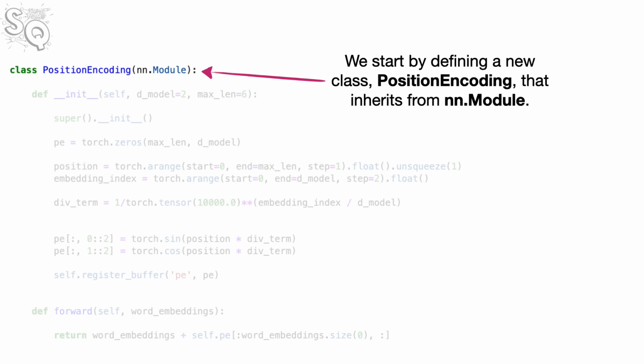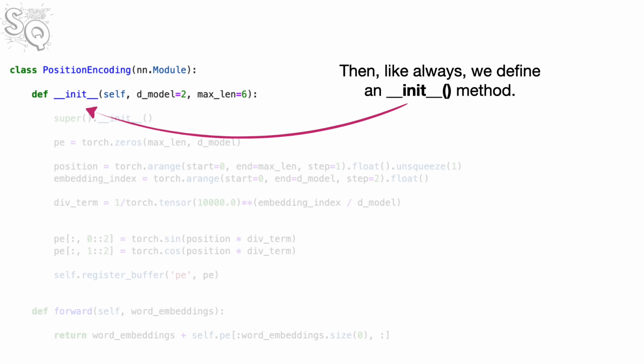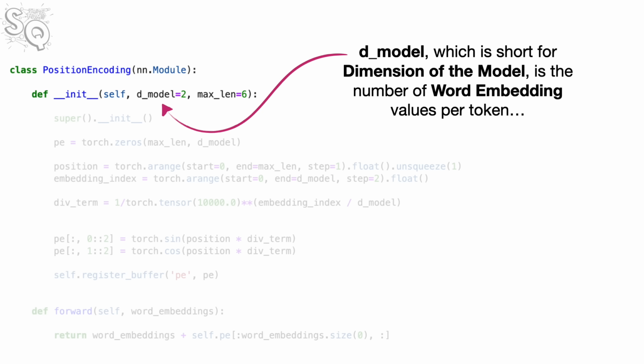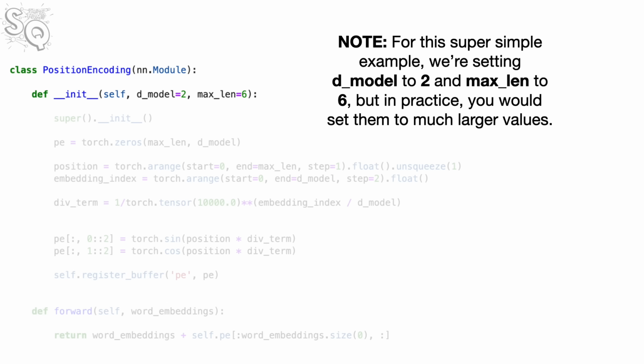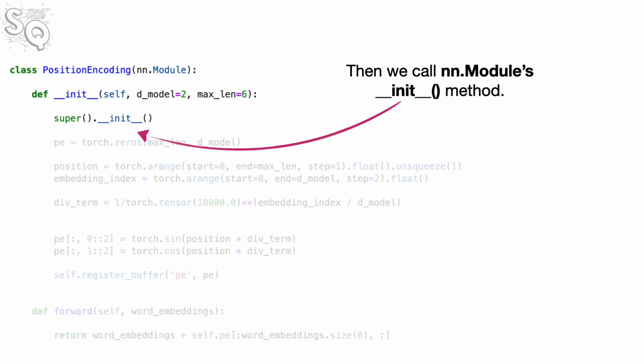We start by defining a new class, PositionEncoding, that inherits from nn.Module. Then, like always, we define an init method. dModel, which is short for dimension of the model, is the number of word embedding values per token. And maxlen is the maximum number of tokens our transformer can process, input and output combined. Note, for this super simple example, we're setting dModel to 2 and maxlen to 6, but in practice, you would set them to much larger values. Then we call nn.Module's init method.